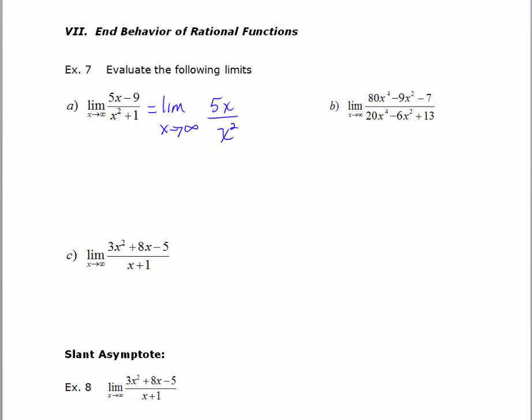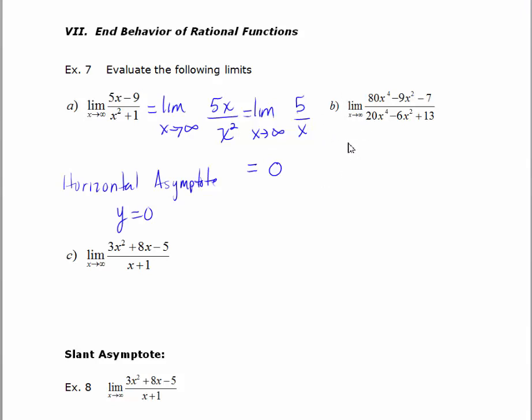And at this point we can simplify the fraction to the limit as x approaches infinity of 5 over x, and we cancel the x's. Here we have a finite value in the numerator and a variable in the denominator that is growing without bound, so the limit is going to go to 0. This also means that we would have a horizontal asymptote at y equals 0.